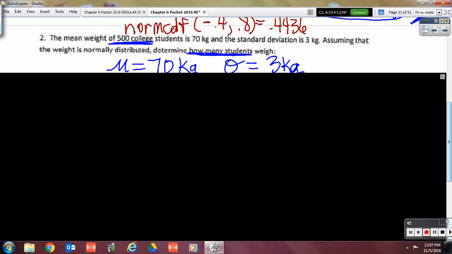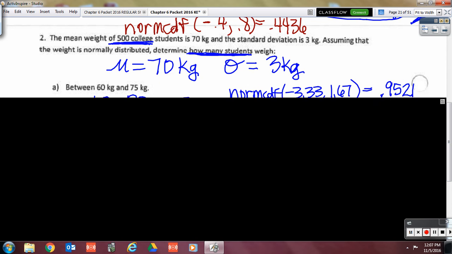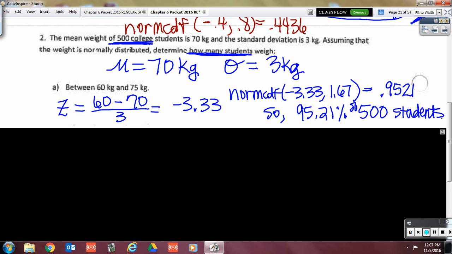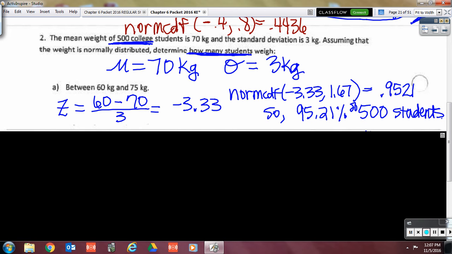it asks you for how many students. So again, it asks you for how many, not the percent of the value. You need to define percent first. So we have our mean of 70, standard deviation of 3. I got a z-score, and I found that 95.21% of the 500 students is what I know had those weights between 60 kilograms and 75.